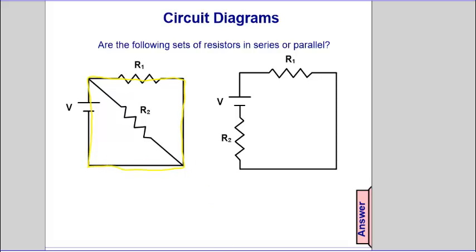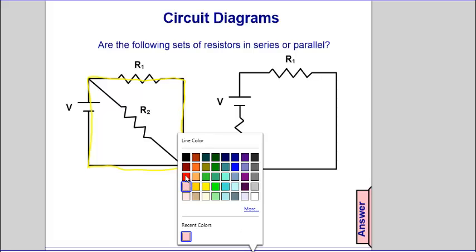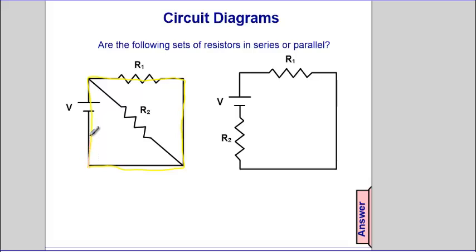Ask yourself the question, is there another path that we could follow? Let's check it out. We'll start off right here. I'll come up through the battery, down through this resistor, and back home. So there's another path. Is that a series or a parallel circuit? Think about that. Multiple paths, parallel.